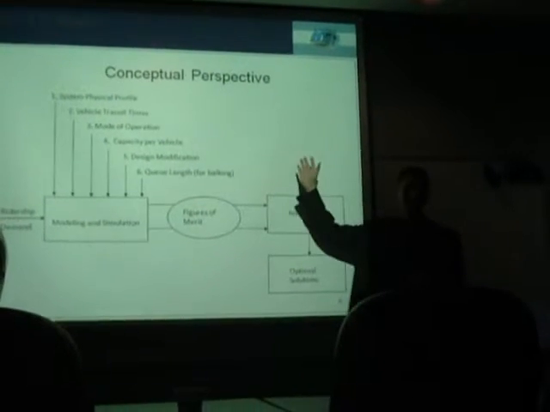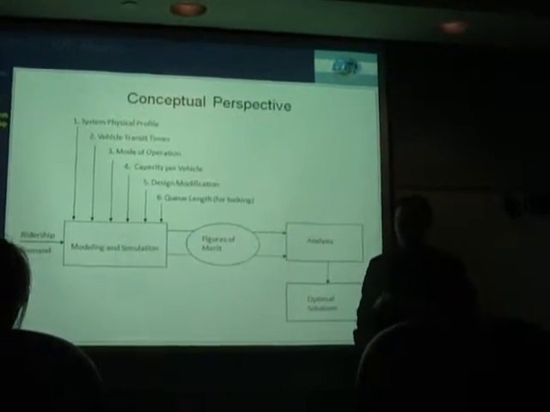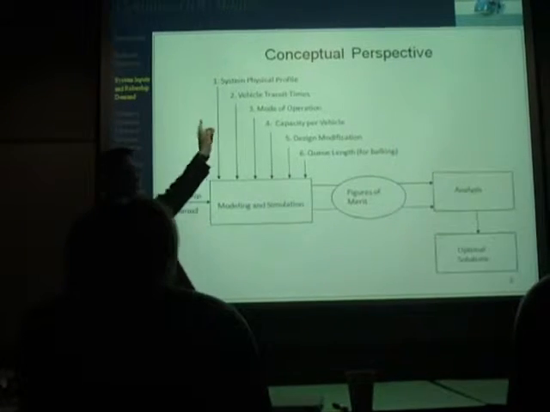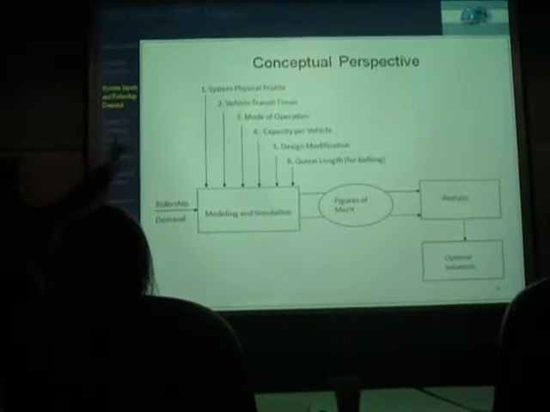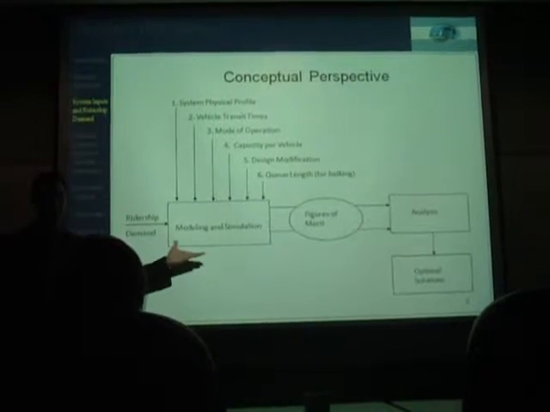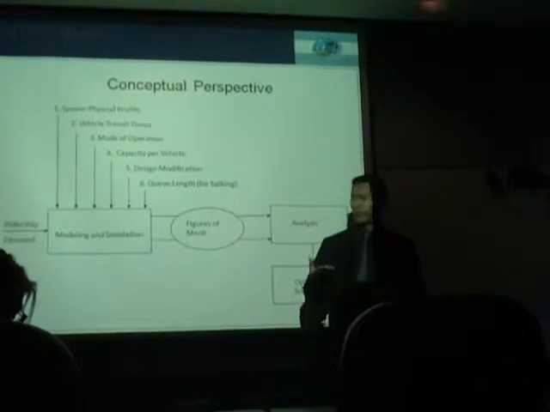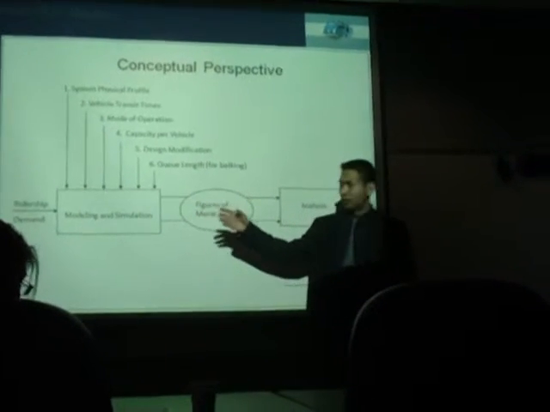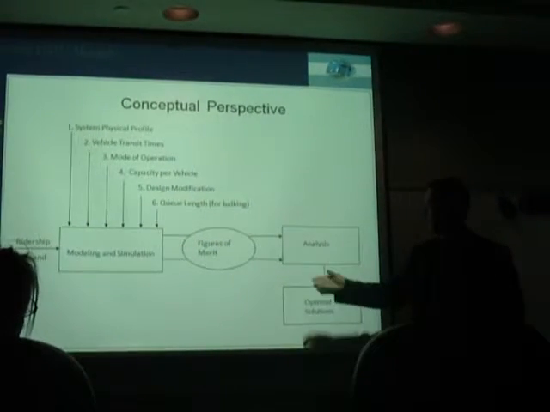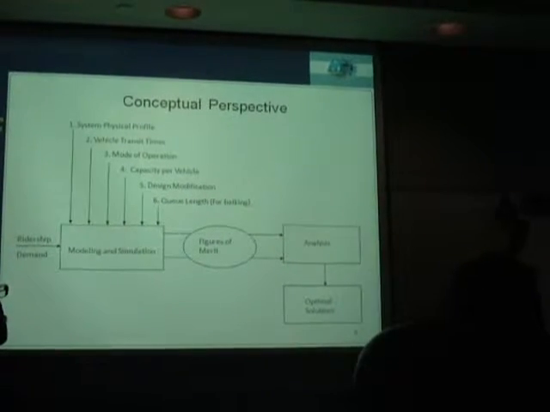Well, you can think about this chart as, I need an input, I need a model, and I need an output. Inputs here are the ridership demand, and all these six inputs, from system physical profile to the queue length. The model, the one that you saw, is the box here, the model and simulation. And I need variables or performance metrics to characterize the system. And that is through the figures of merit, in order for me to compare which one is the best. And finally, if I have this, I can now analyze and get the optimal solution.